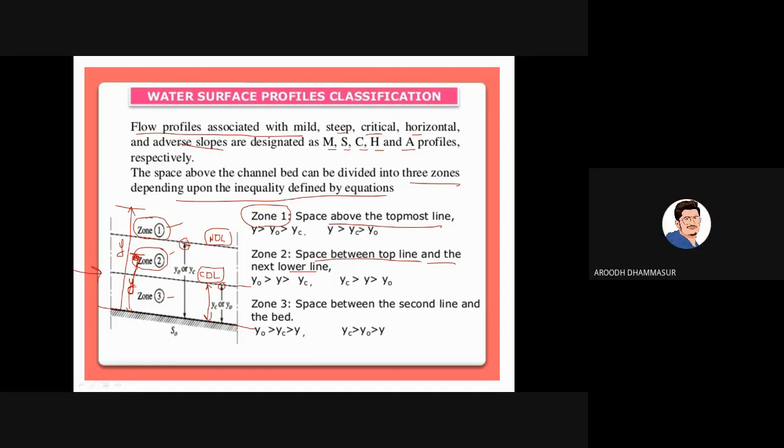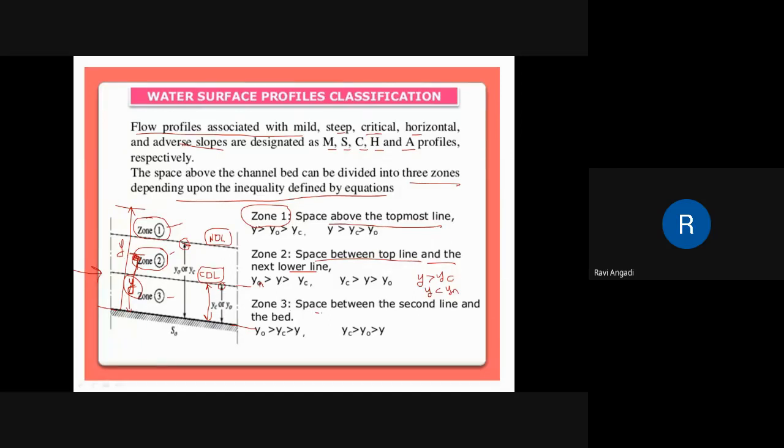Yes, sir. If it's above Yc, but Y is less than Yn, where Yn is the normal depth, then this Y is lesser than Yn and greater than Yc, correct? Whatever depth we get which is greater than Yc but less than Yn, that zone we call zone 2. It is between NDL and CDL.